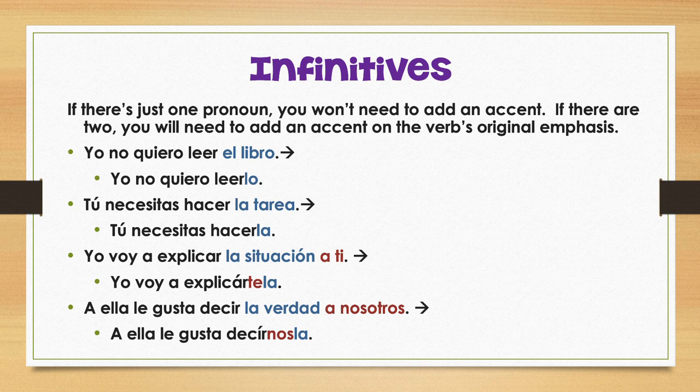But if I say, yo voy a explicar la situación a ti, and I want to replace both of those, yo voy a explicártela, I need to put an accent on the A of the AR ending. Or a ella le gusta decir la verdad a nosotros, a ella le gusta decírnosla, and I need to add an accent on the ending of the verb.